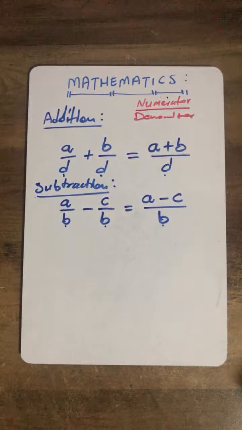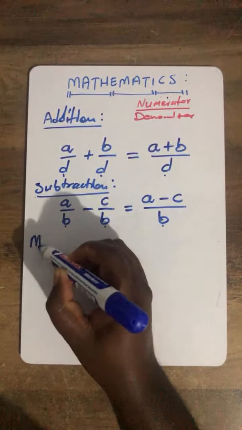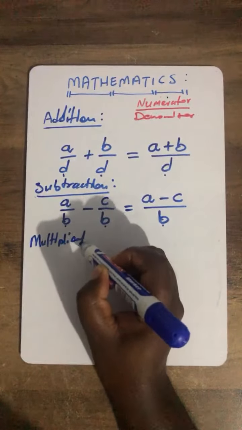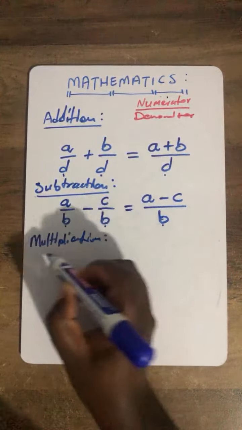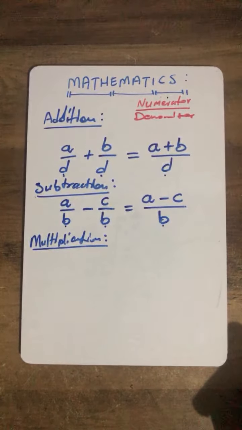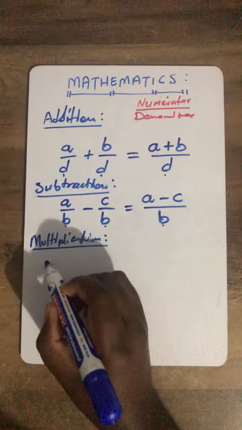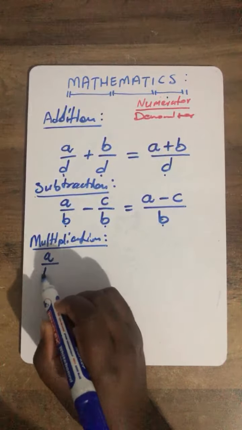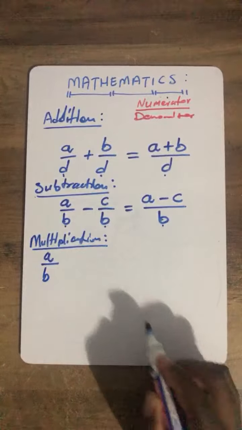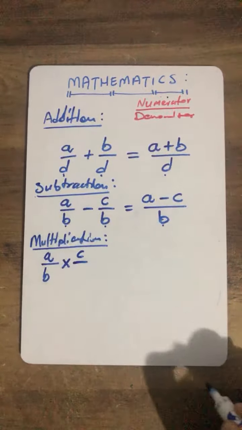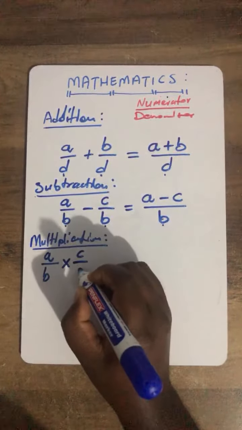So now, let's continue and discuss multiplication, meaning when you are multiplying fractions. So let us say, for example, you've got A divided by B, which you multiply by C divided by D.